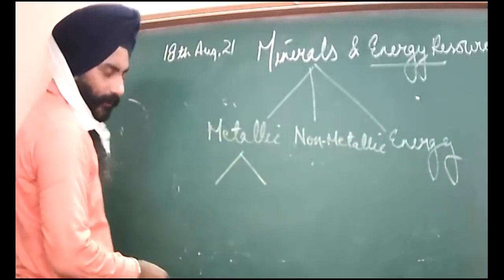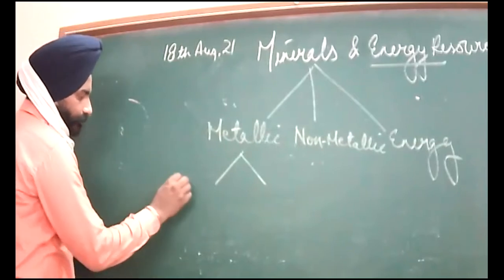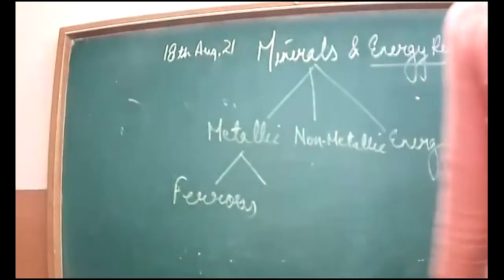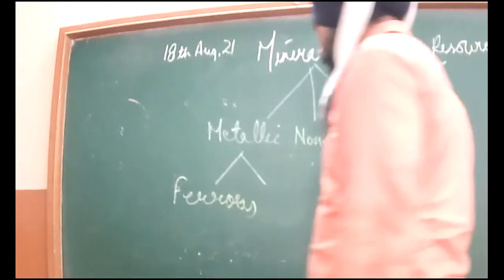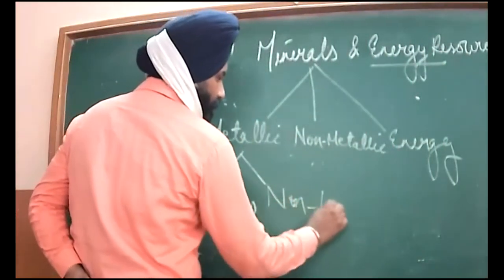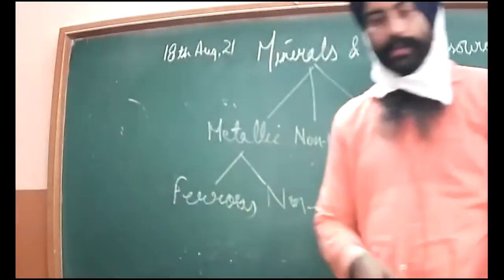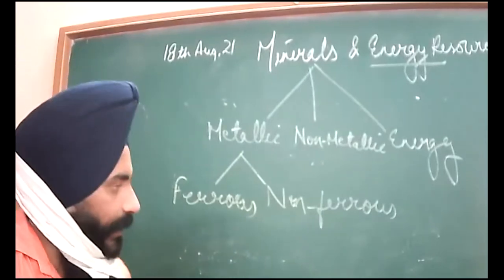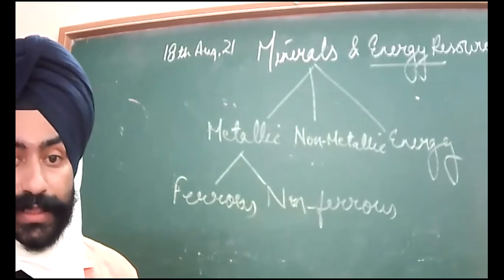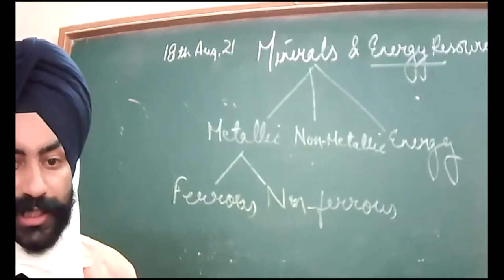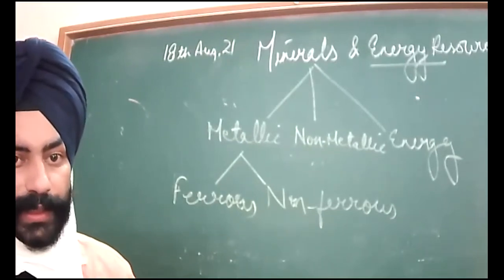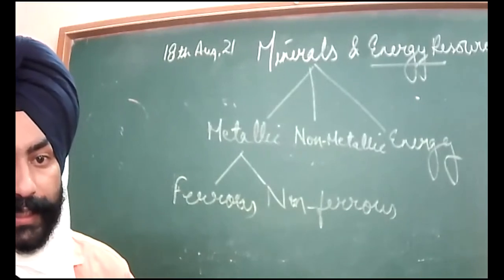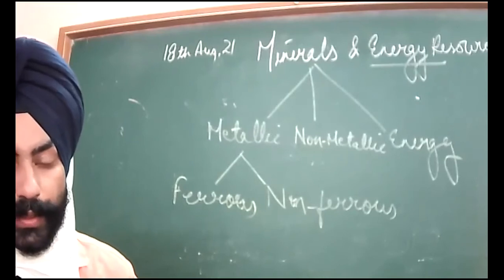Metallic minerals are of two types. First, ferrous. Ferrous means such kinds of minerals which have iron content, and those which do not have iron content are the non-ferrous. Non-ferrous are also known as precious metals, which are very limitedly found on our earth. Due to their low availability, they are very costly. Precious minerals like gold, silver, titanium are very limited in number on earth.